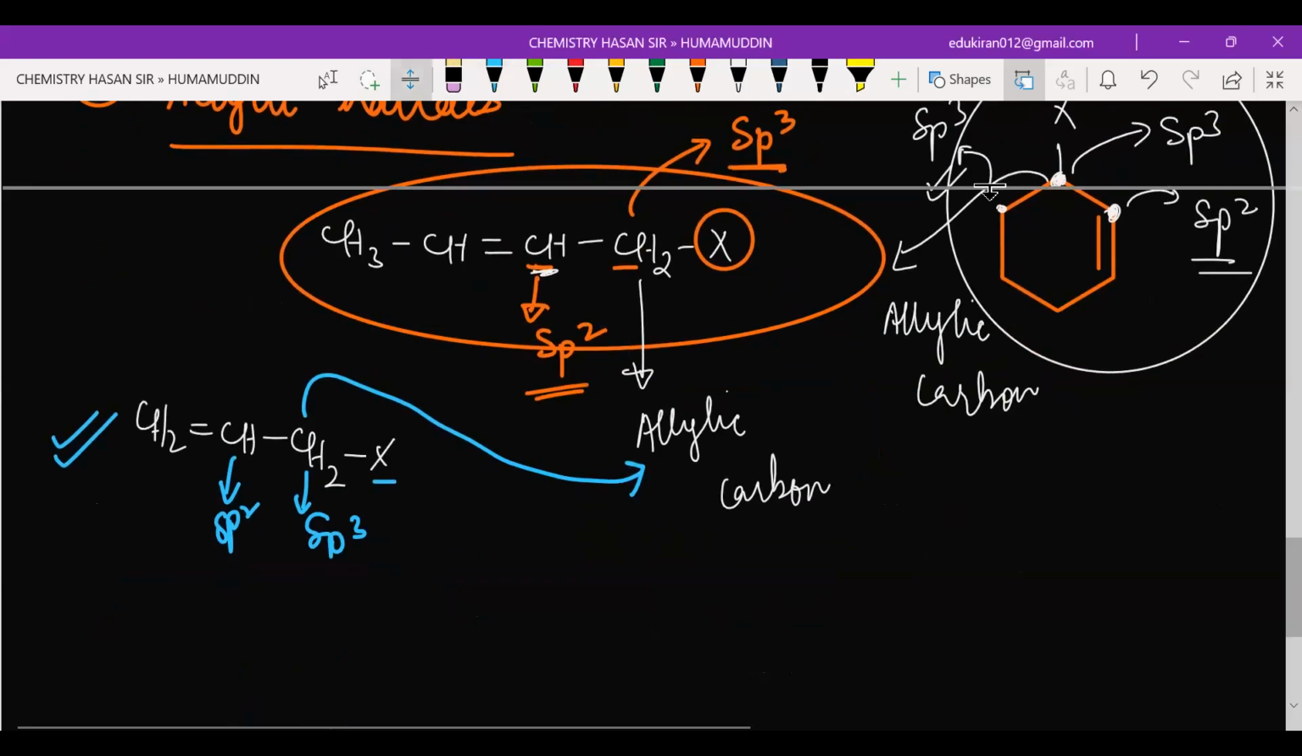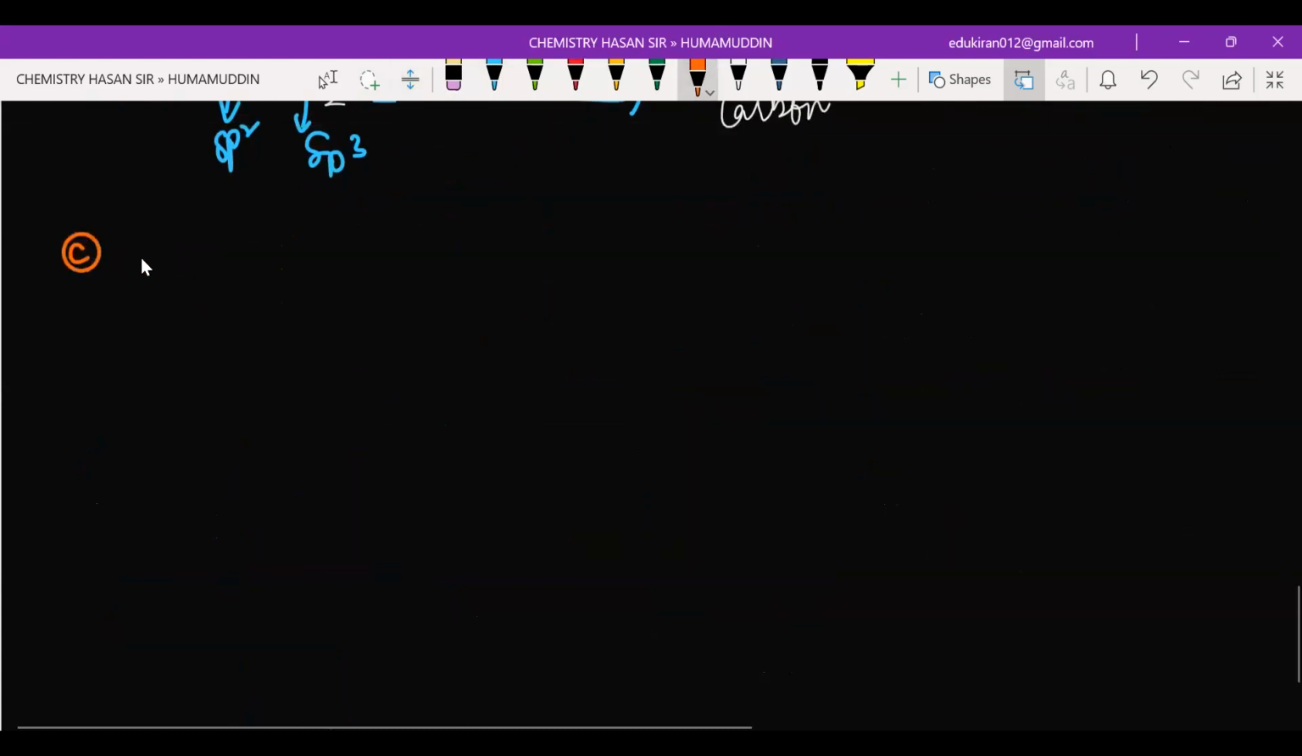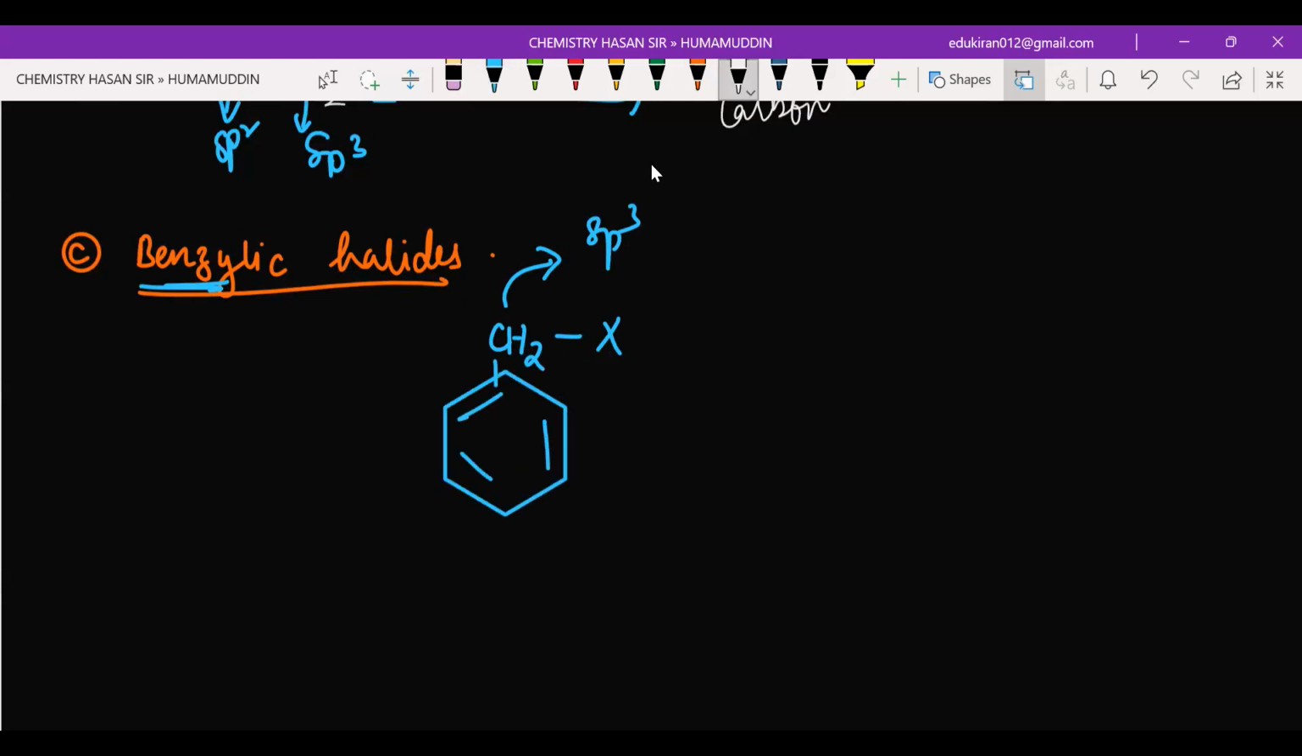Yeah, now done. The C part is basically benzylic halide. What is this benzylic halide? Since it is part of the same, the carbon to which X is connected should be sp3, and since benzylic comes from benzene, you can see this is your benzene. So you can see that adjacent to this sp3 hybridized carbon, it is sp2.